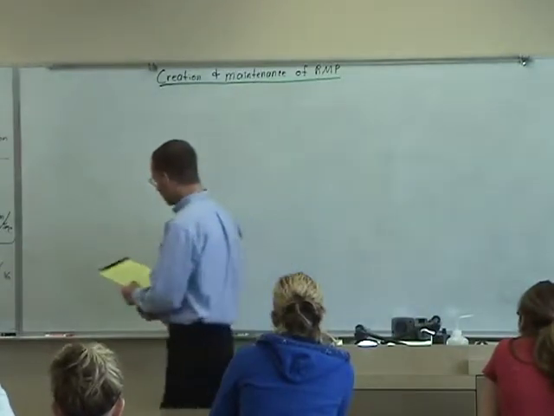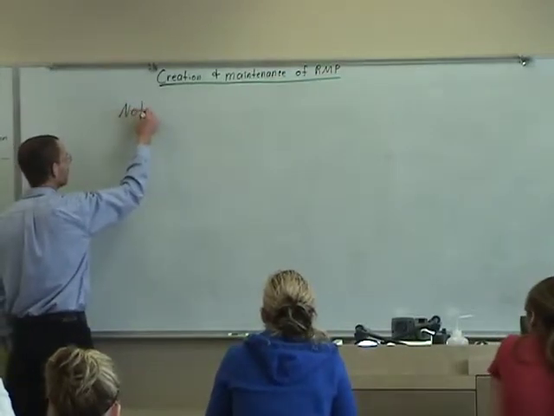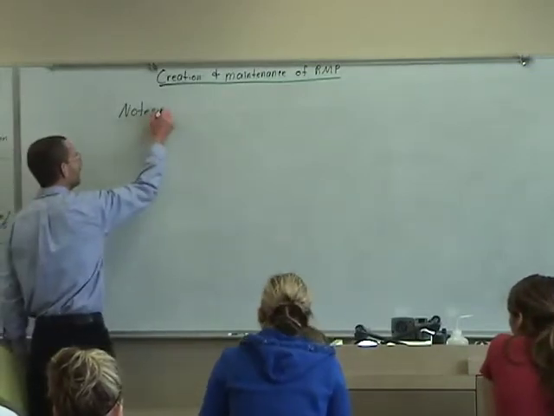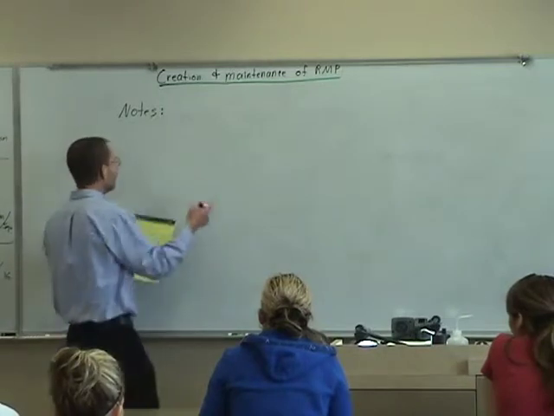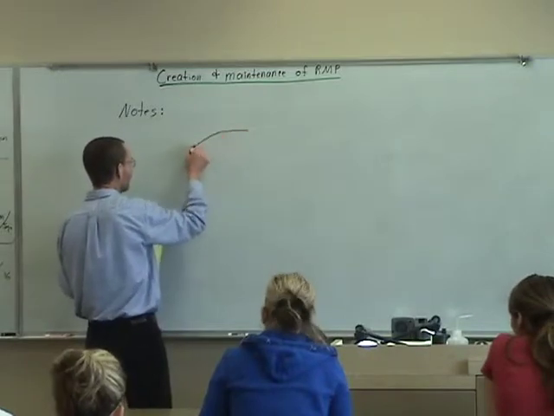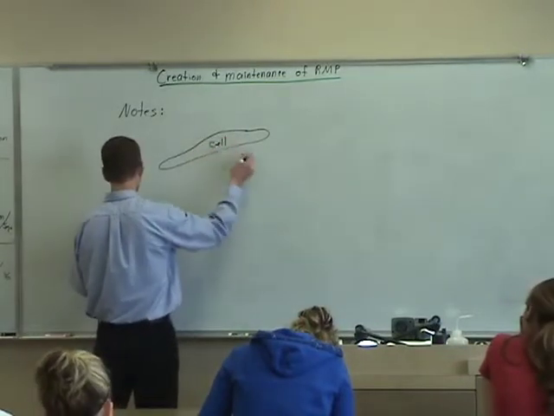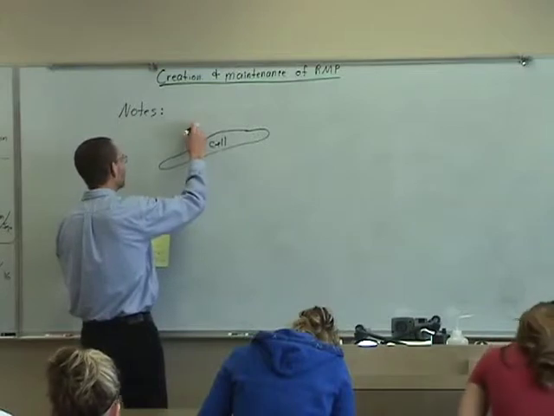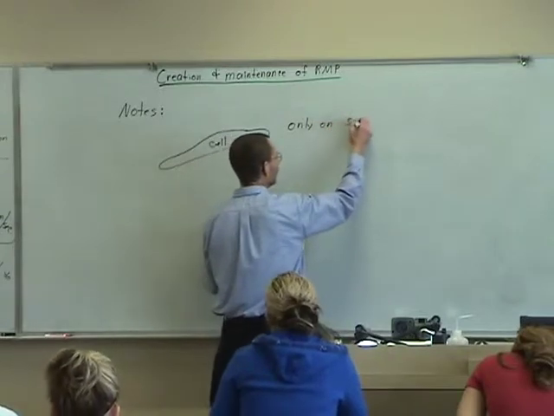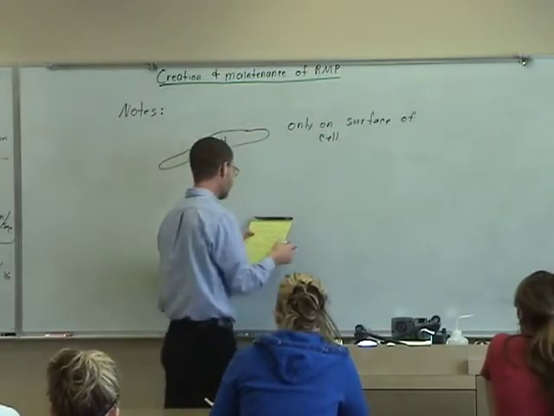Okay, so here are some notes on the idea of this resting membrane potential. I'm just going to be using this board, so let me write out a few of these. The idea of this resting membrane potential is that it only occurs at the surface of the cell. So if this is maybe a muscle cell, any kind of cell, the resting membrane potential is only on the surface of the cell at the membrane.